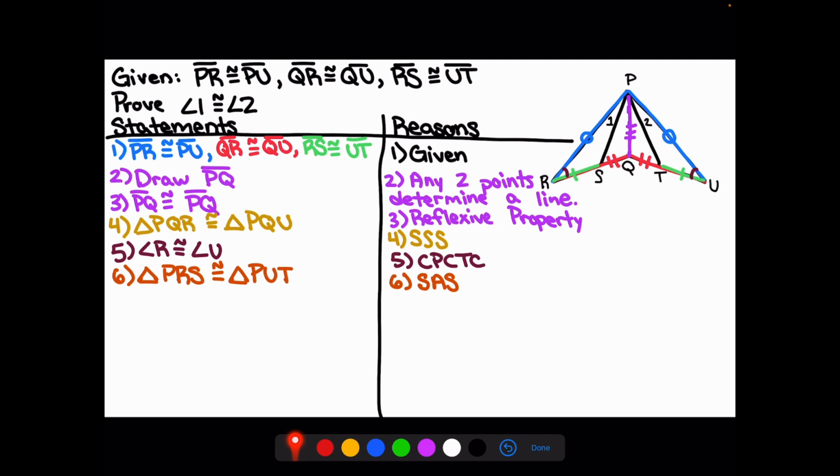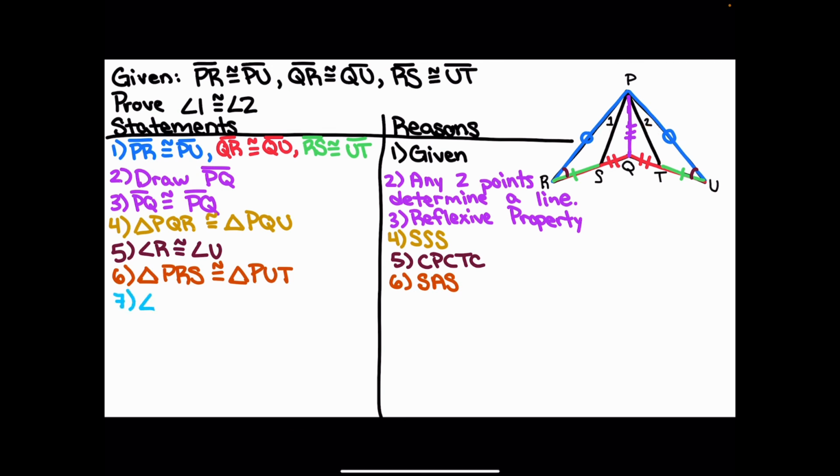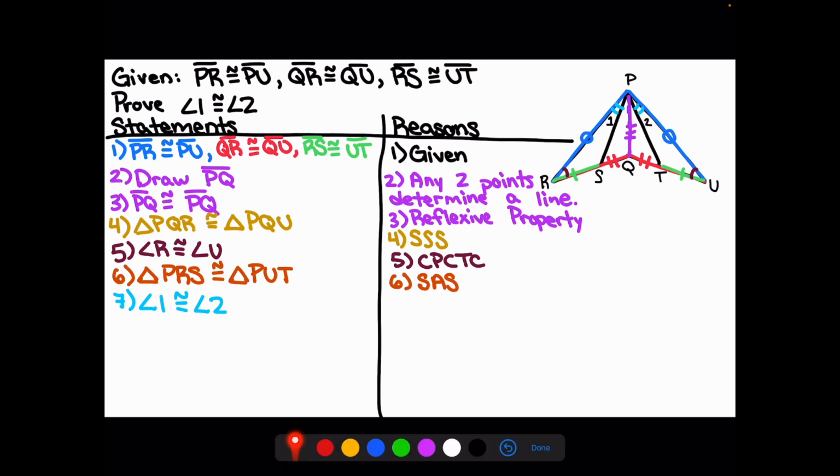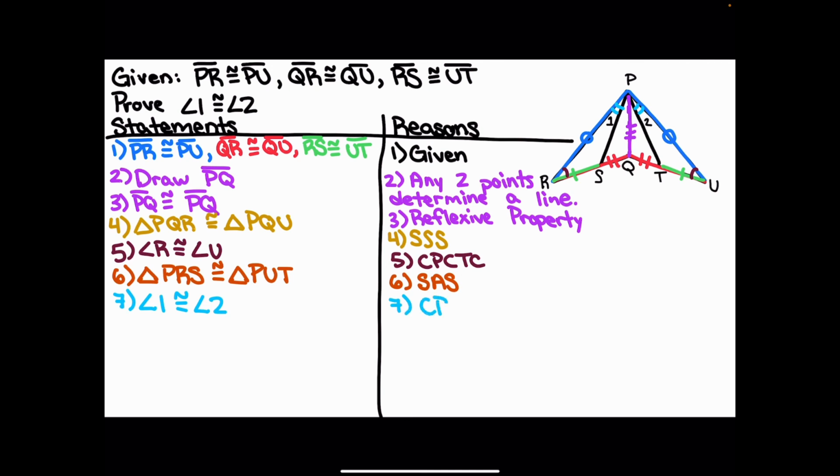Now, if these two triangles on either side are congruent, well, looking at it, angle 1 and angle 2 are pieces of those triangles. So I can say angle 1 is congruent to angle 2, what we're trying to prove. And the reason that we can say that is because if triangles are congruent, then what comes next? Well, after triangle congruency comes CPCTC.